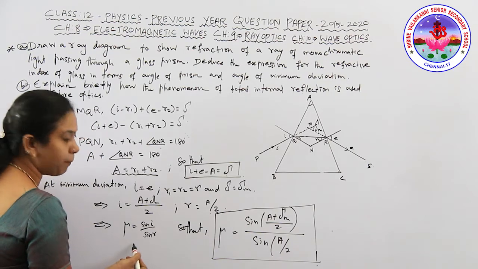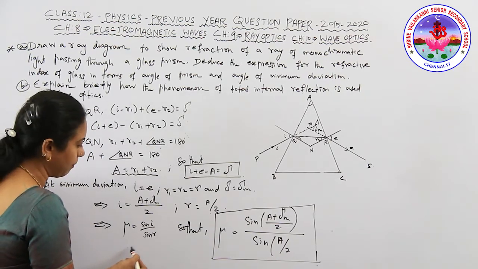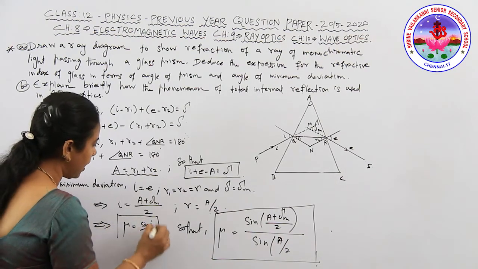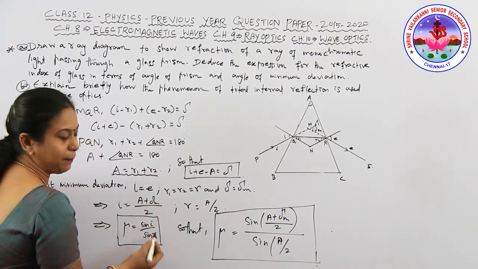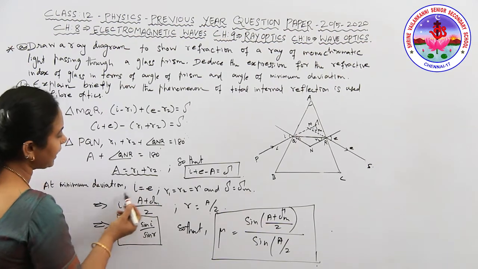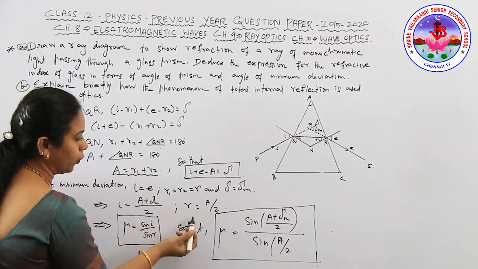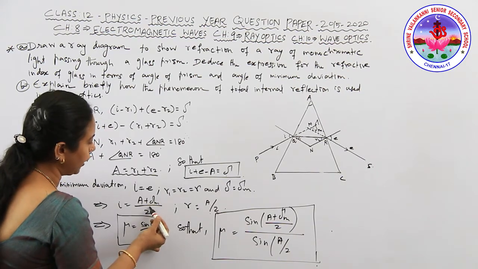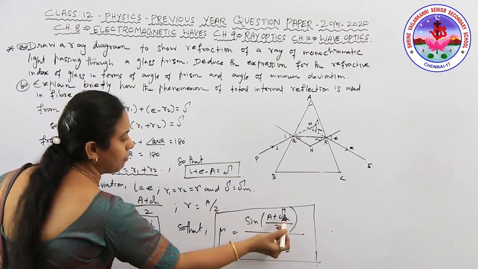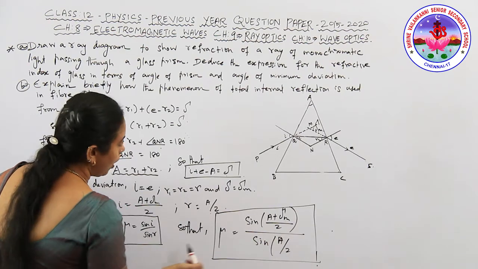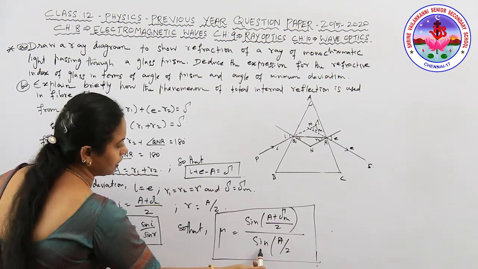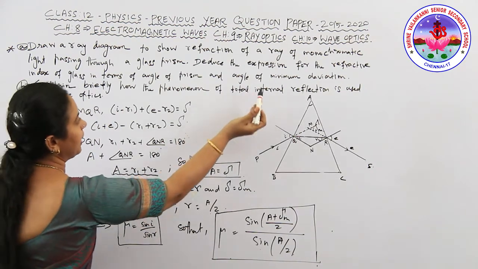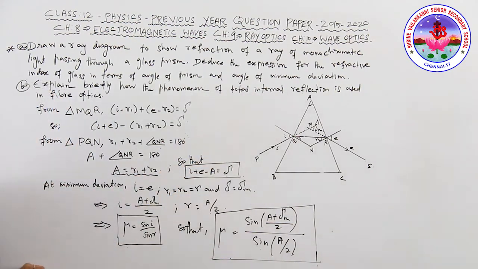As we know, the refractive index of the medium, from the law of refraction, is mu = sin i / sin r. By applying the i value and r value, you will get mu = sin i, where instead of i you can write (A + sigma m)/2, whole divided by sin r, which is equal to sin(A/2). Got it? That is the relation for the minimum deviation, right?